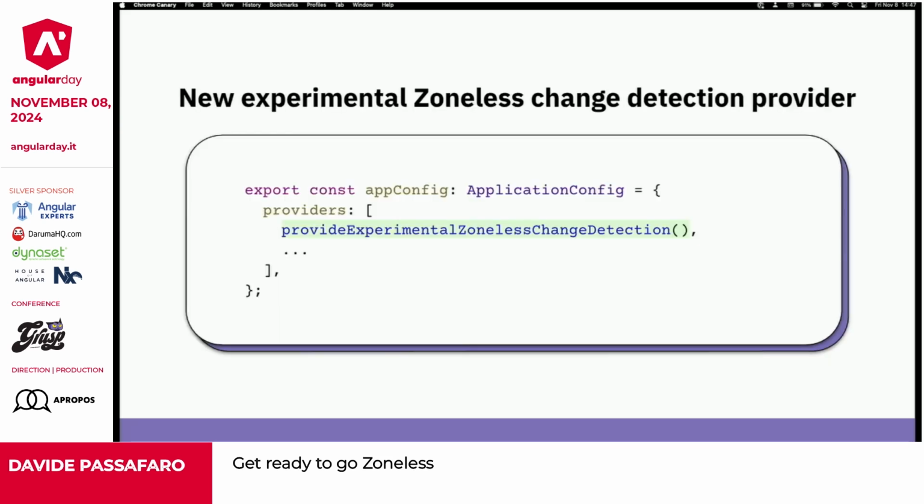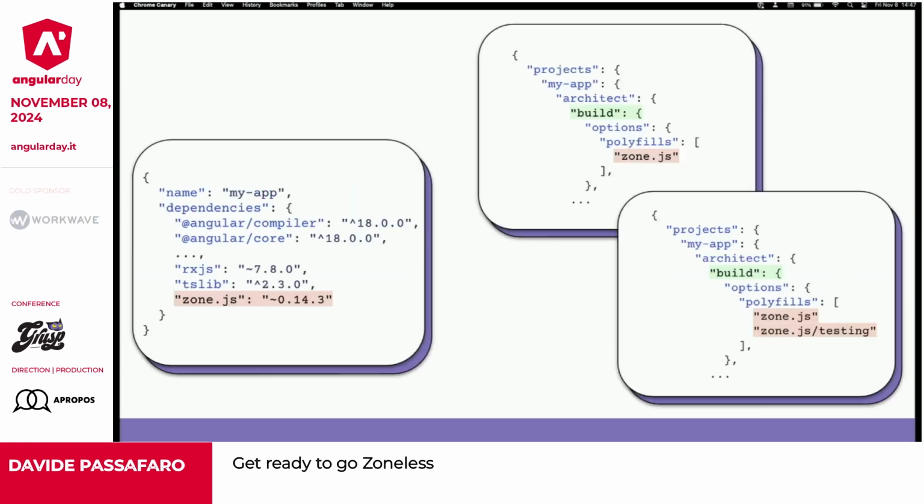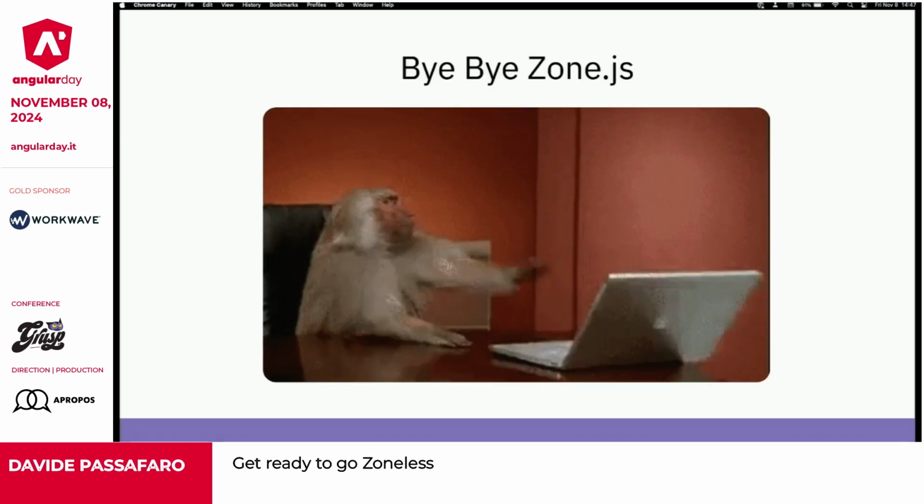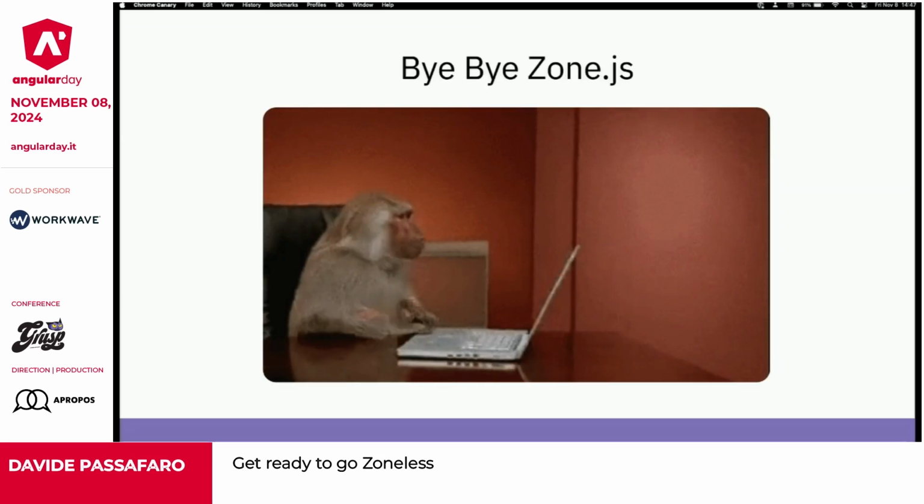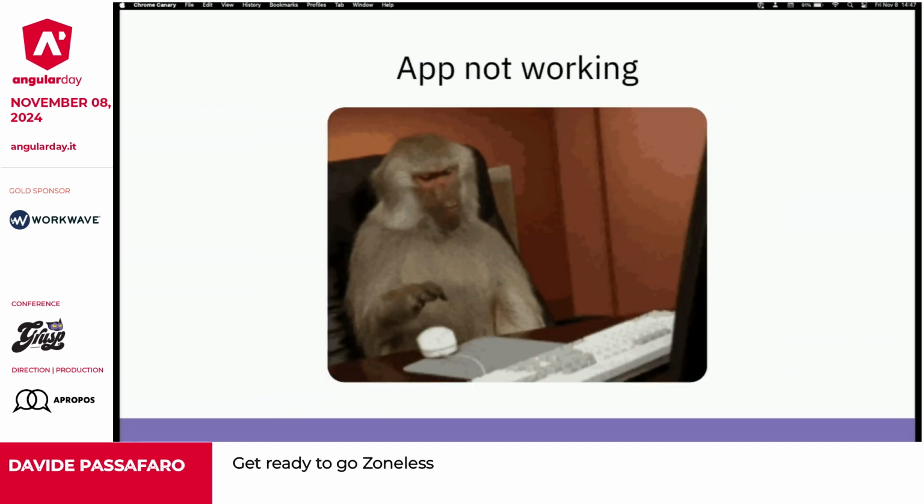So in order to try this new change detection, we just need to use this provider in our application. Then we can remove zone.js from the package.json, from the polyfills of the angular.json file, and we are finally free from zone. But wait, our application might not work.